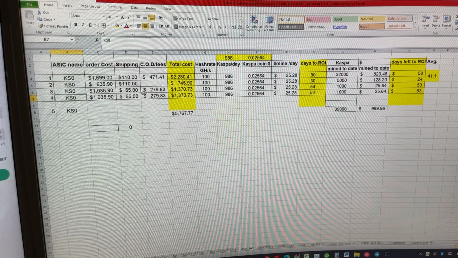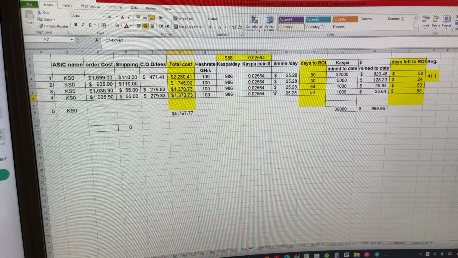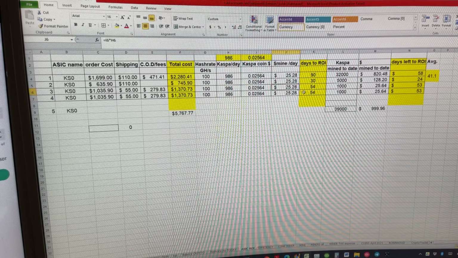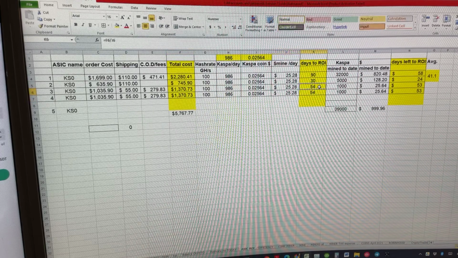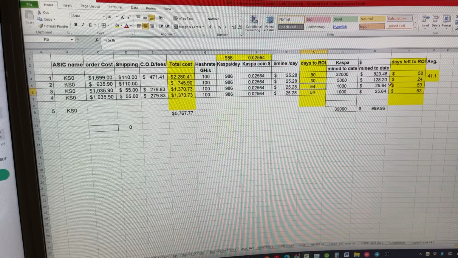And we go here, $25 a day right now, so it's 54 days to ROI. It's close to 2 months, right? Let's say 2 months. Since I mined already 1 day, it's 53, so 1 day less, so basically a month and 4 weeks, right? Let's say. So now let's play with these numbers.